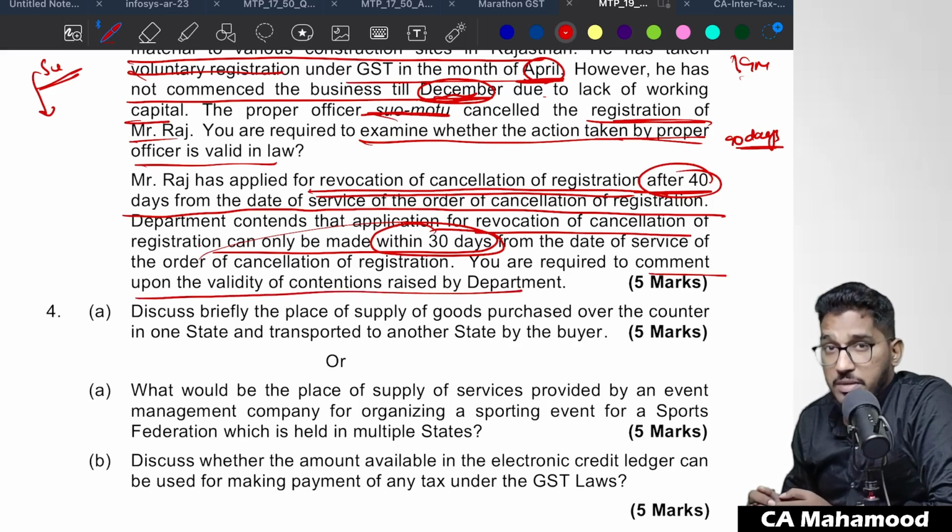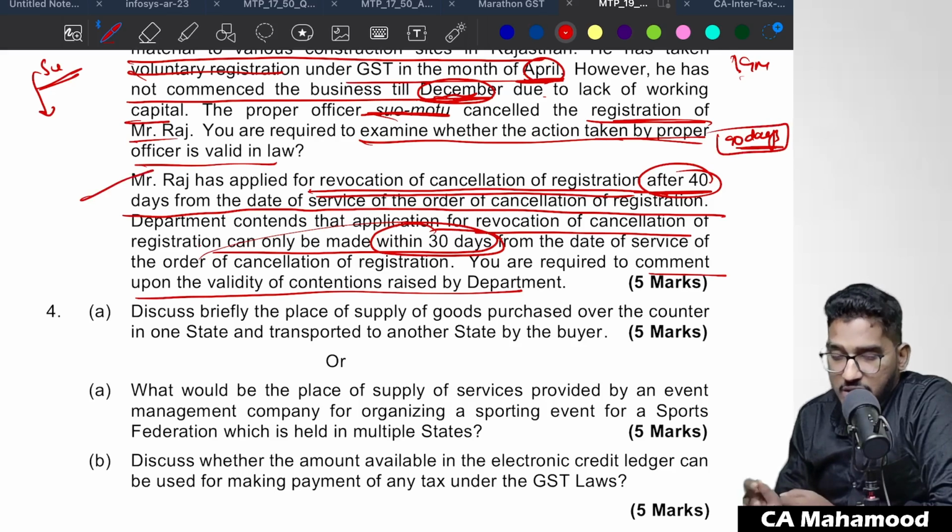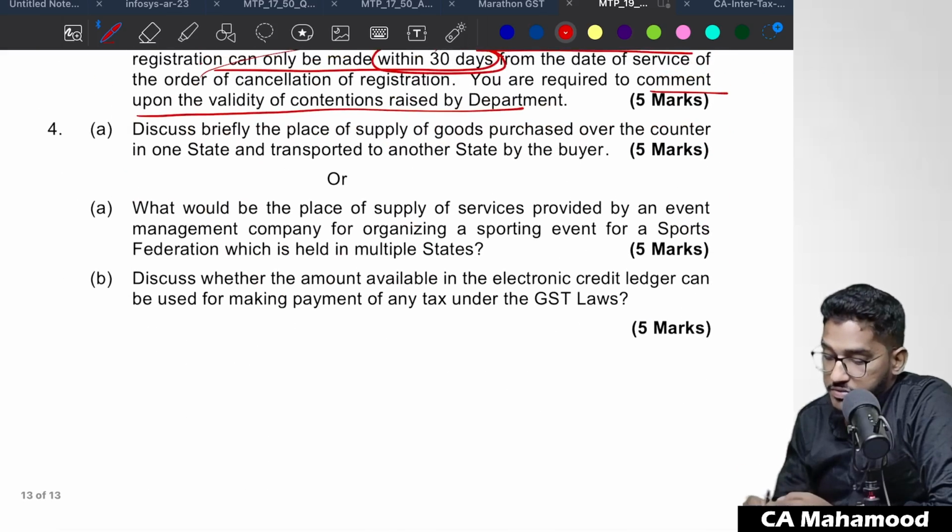Whatever contentions the department is raising here, that they have to make the application within 30 days only. Is that valid? No, the time limit has been amended. Now up to 90 days they can make an application. So here the application made by Mr. Raj is valid. That has to be considered by the proper officer. Okay, right. Coming to the next question.